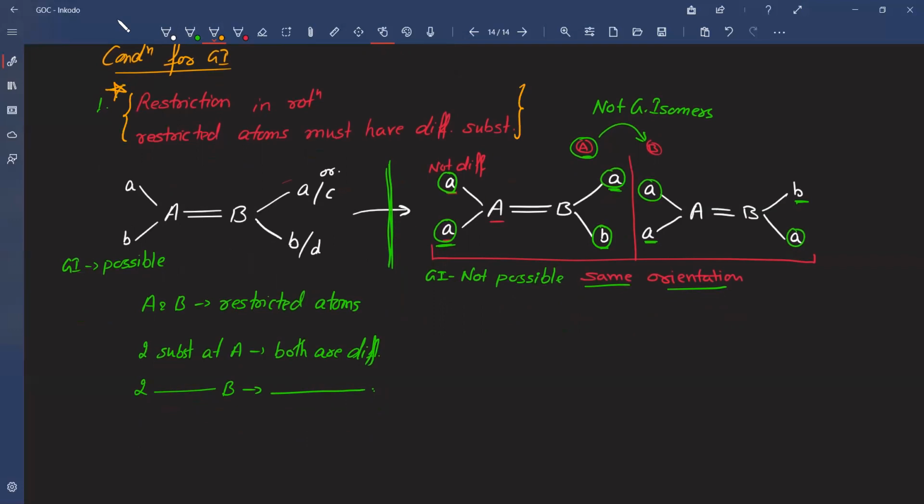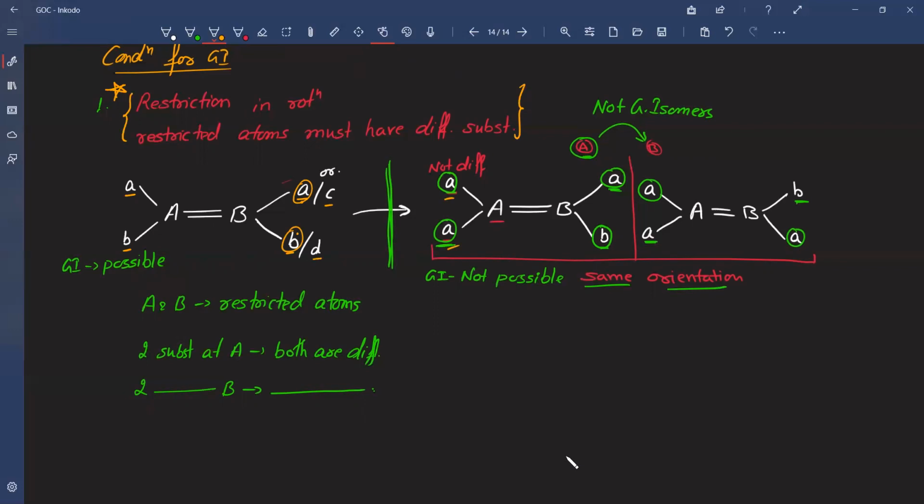So just by seeing the molecules, you should be able to conclude whether a geometrical isomer is possible or not. There has to be a restriction in the rotation of the bond. On top of that, both the substituents on the restricted atom must be different. So here, if you have A and B, and here you have A and B, or some other, say for example C and D, but this substituent and this substituent cannot be the same. If they are the same, as you can see here, there is a problem.